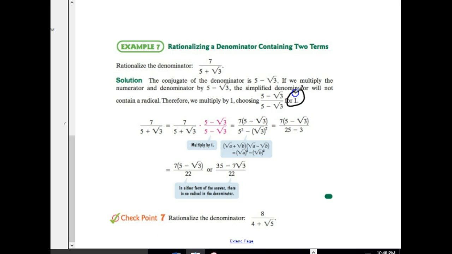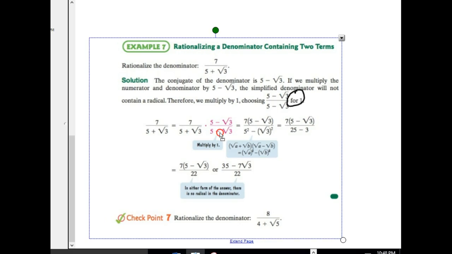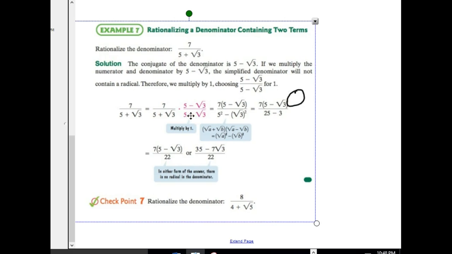So if you'll notice, 7 over 5 plus the square root of 3. If we multiplied by 5 minus the square root of 3 over 5 minus the square root of 3, which again is 1, if you take the first term and multiply this, the 7 by 5 minus the square root of 3, you're going to distribute that. So you end up with 7 times 5, or 35, and 7 times the square root of 3, which is 7 square roots of 3.